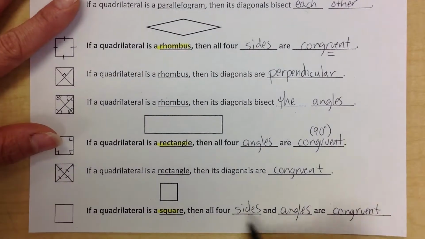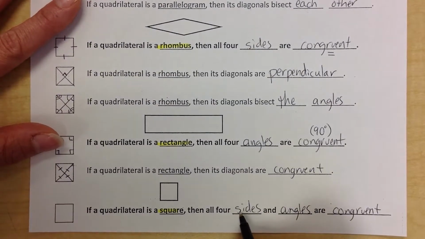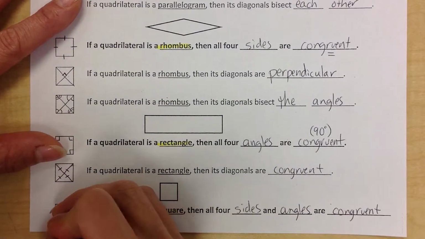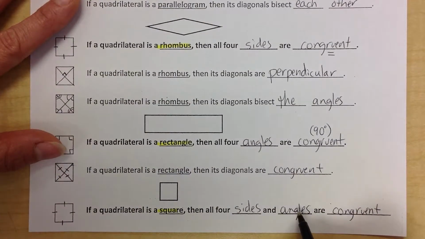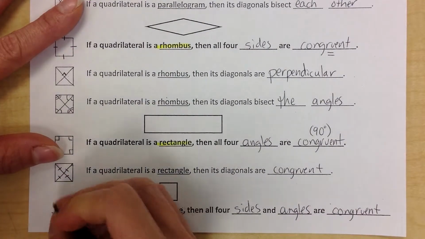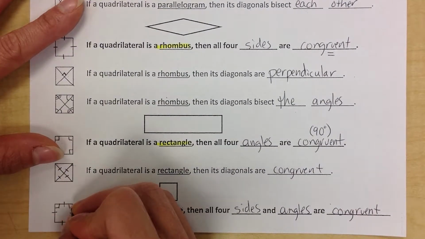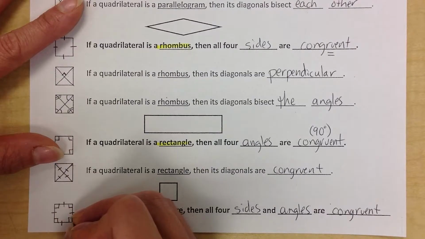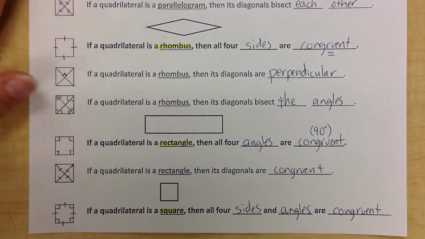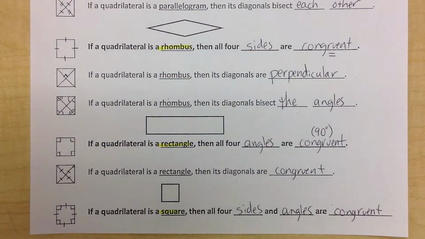Okay? So what does this look like in the picture? Because it's a rhombus, the sides are congruent. And because it's a rectangle, the angles are congruent, which makes them all 90 degrees. Okay? So you do need to memorize these properties. This is not something that they share with you on the formula sheet.